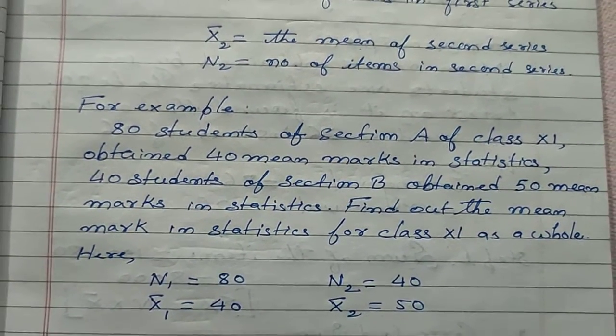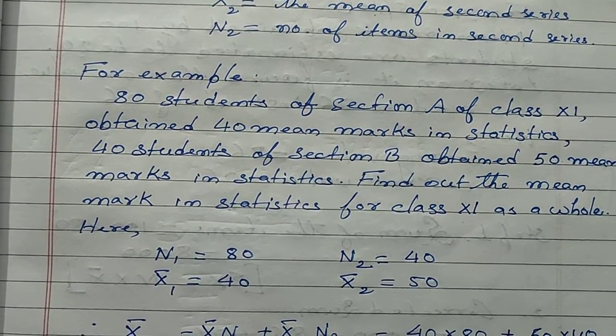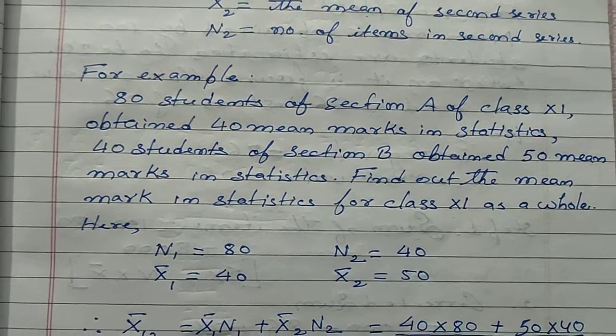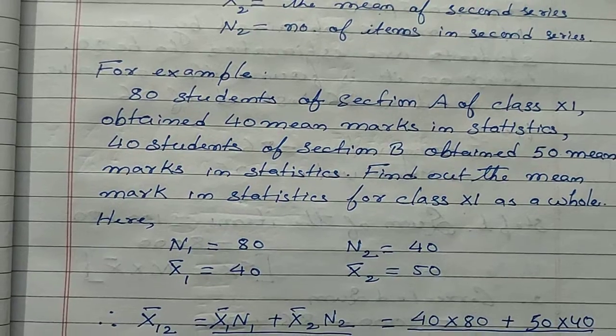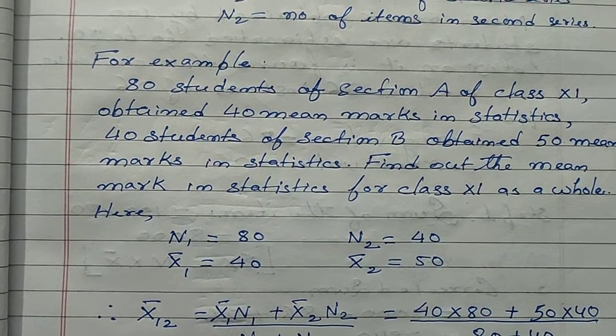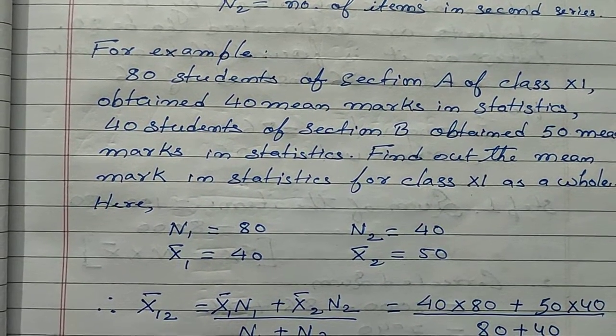So 80 students of section A of class 11th obtained a mean of 40 marks in statistics, and 40 students of section B obtained a mean of 50 marks in statistics. So we have to find the mean mark in statistics of the whole class, that is class 11th as a whole. From the given information it is very clear.